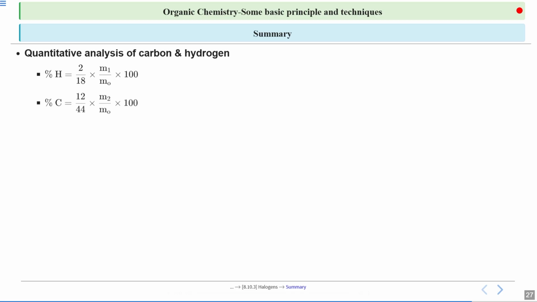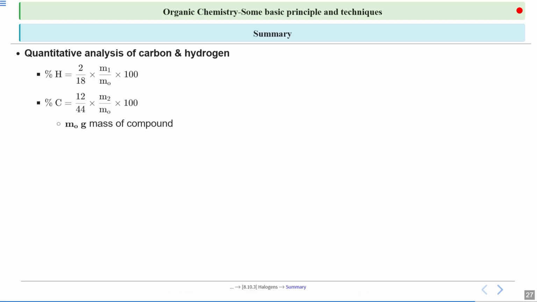Then, let us look at the formula for calculating the percentage of carbon. Here, percentage of carbon equals 12 divided by 44 times the mass of carbon dioxide divided by the mass of the original compound times 100. This calculation is based on the fact that all the carbon in the compound ends up as carbon dioxide when it is combusted.